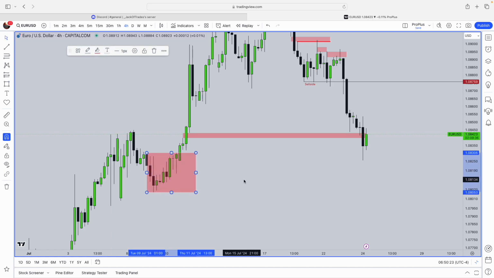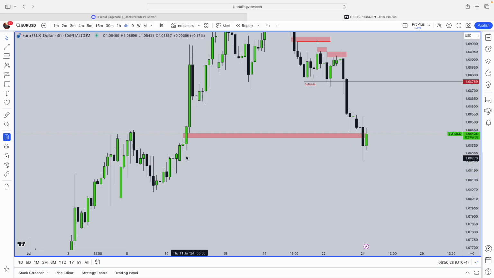And what does that line up with? That lines up with that BISI there. So when price was trading around here, I was just going to be patient and wait for price to come back down into here, which it did.